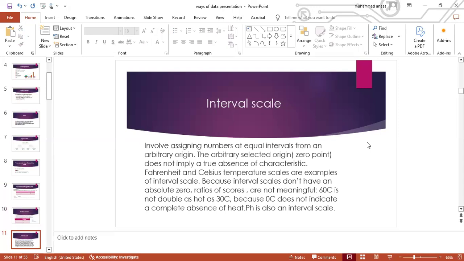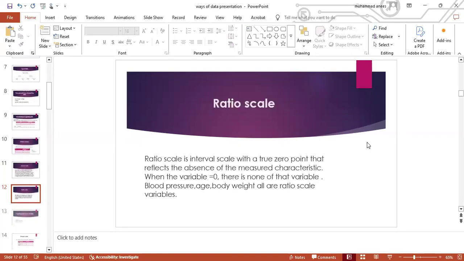Because interval scales don't have an absolute zero, ratios of scores are not meaningful. 60 degrees Celsius is not double as hot as 30 degrees Celsius because 0 degrees Celsius does not indicate a complete absence of heat. Another example would be the pH scale.